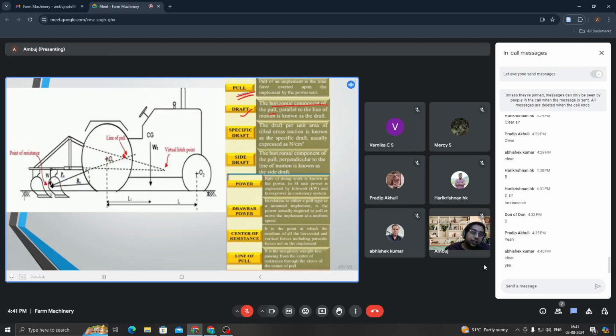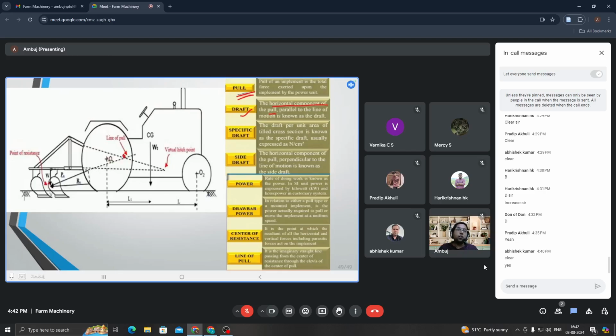Okay. Center of resistance. What is center of resistance? It is the point at which the resultant of all the horizontal and vertical forces, including the parasitic forces, would be acting at a certain point, and that would be known as center of resistance. Here I've shown it through a red dot. That is my center of resistance or point of resistance.